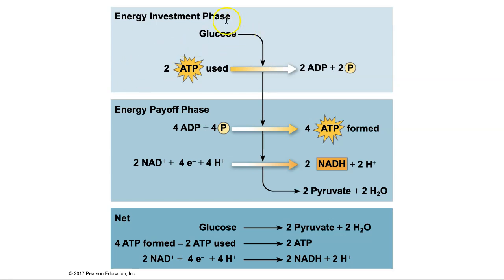So we begin with glucose for glycolysis, right? So this is our reactant. We begin with glucose. And what happens is we actually have to put in 2 ATPs. We have to pay a little bit in order to get this reaction going. So that's why this is called the energy investment phase. So we start off with glucose. We have to pay 2 ATP.